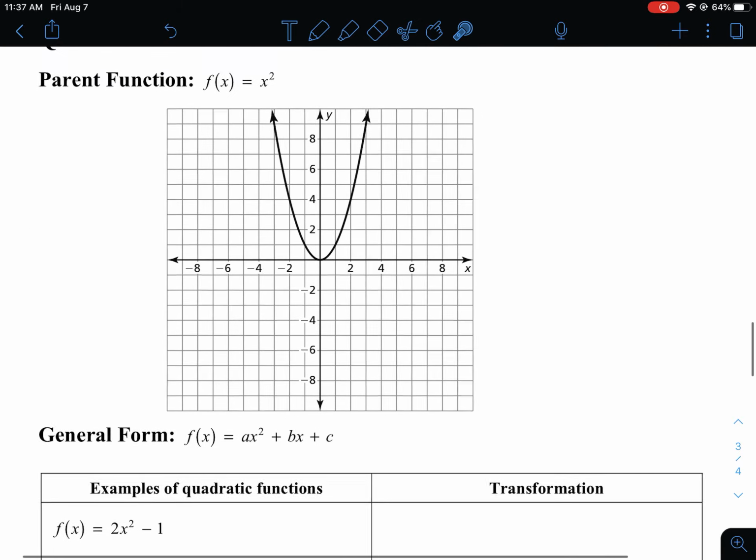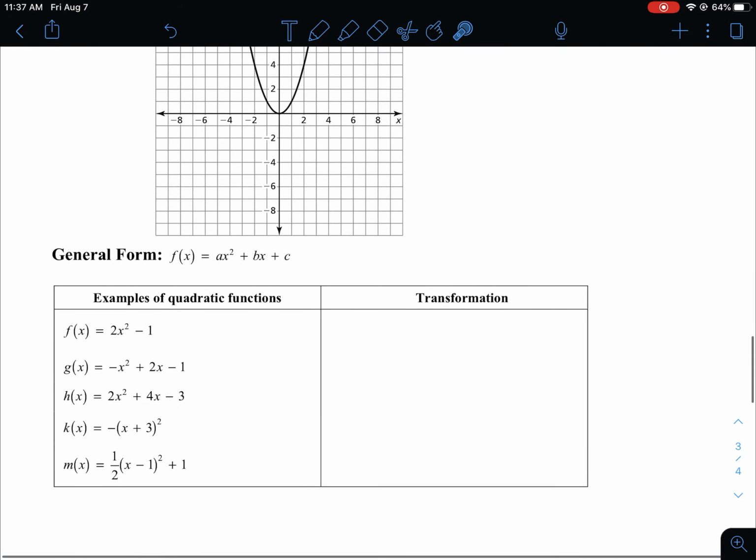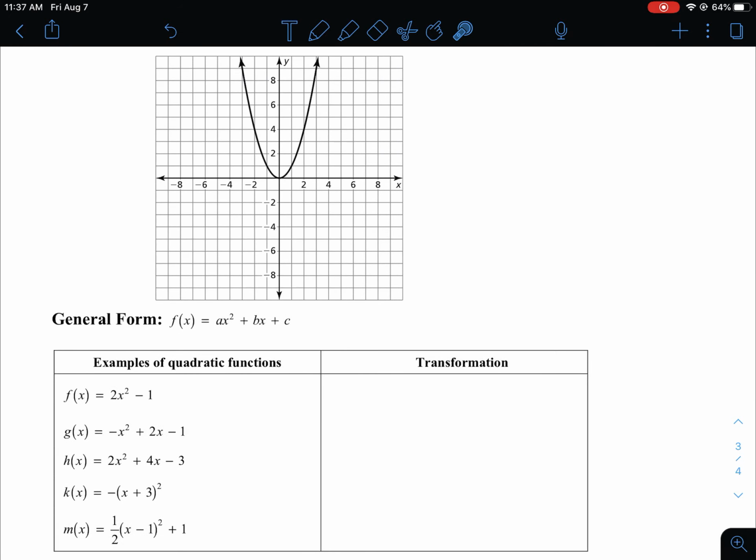So the last one here we're going to look at is quadratics. We're only going to do a couple here because they function exactly the same. Whatever you do in absolute value is the same thing that you would do here.